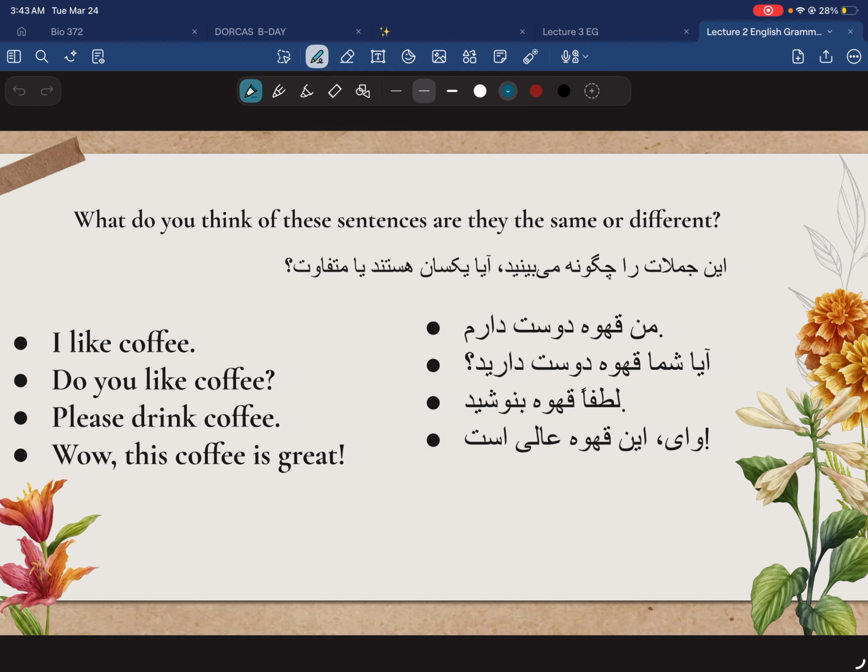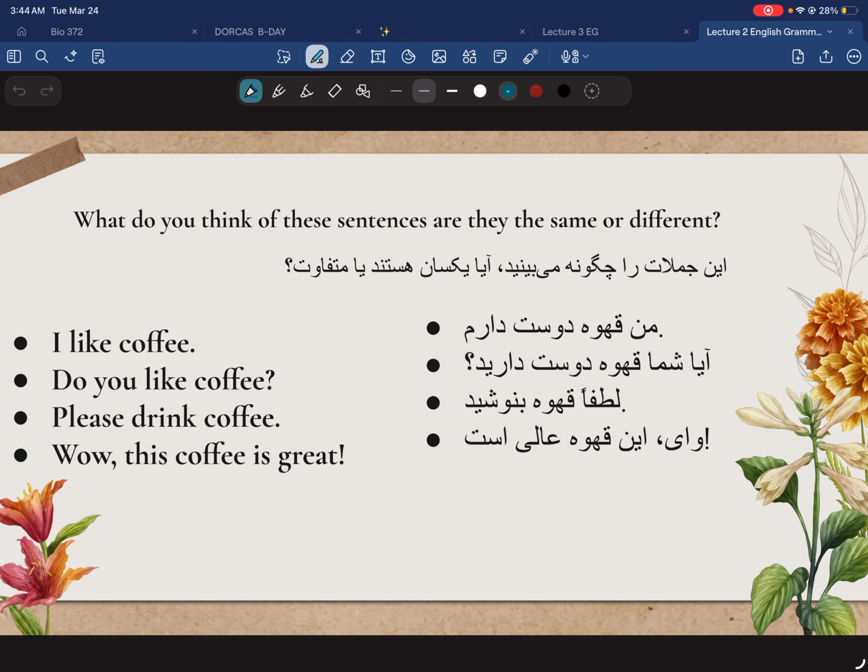Before we start anything, I want you to look at these four sentences and tell me, are they the same or are they different? The first sentence is, I like coffee. The next one is, do you like coffee? The other one is, please drink coffee. And the last one is, wow, this coffee is great. Do you see any differences in these four sentences?